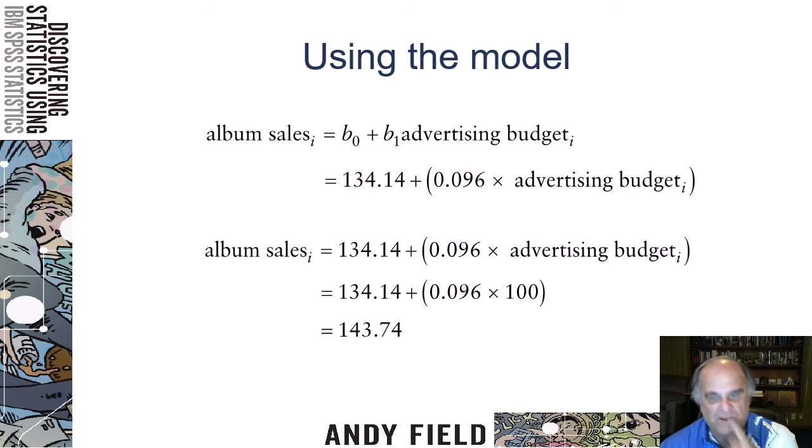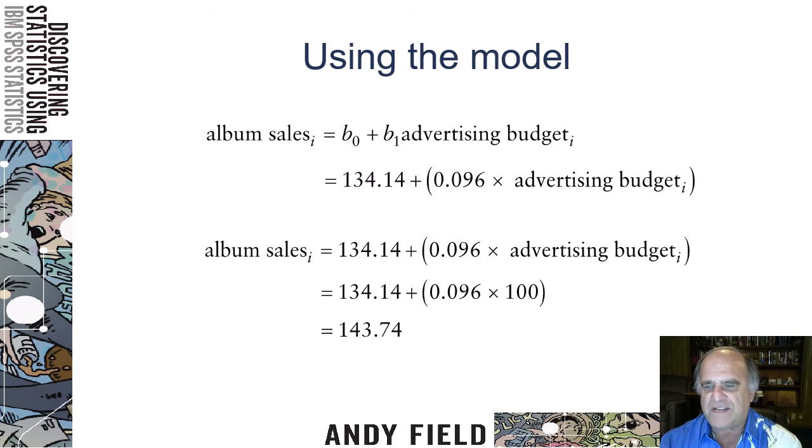Okay, so if we use the model, and here we're using the B's, we can now have a predictive model where we say album sales are equal to the constant, or B sub 0, plus B sub 1 times the advertising budget. So that would be 134.14 plus, in parentheses, 0.096 times the advertising budget.